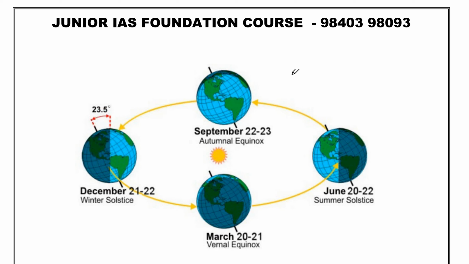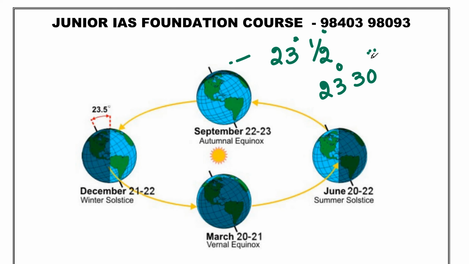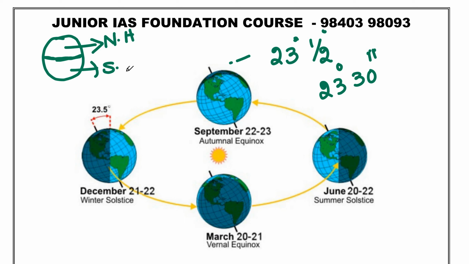Very good. Tilt of the earth. The earth is tilted at 23.5 degrees, or 23 degrees 30 minutes, with respect to the sun. This is the main reason for the seasons. So this is the earth. This is called the equator. This is called the northern hemisphere. This is called the southern hemisphere.